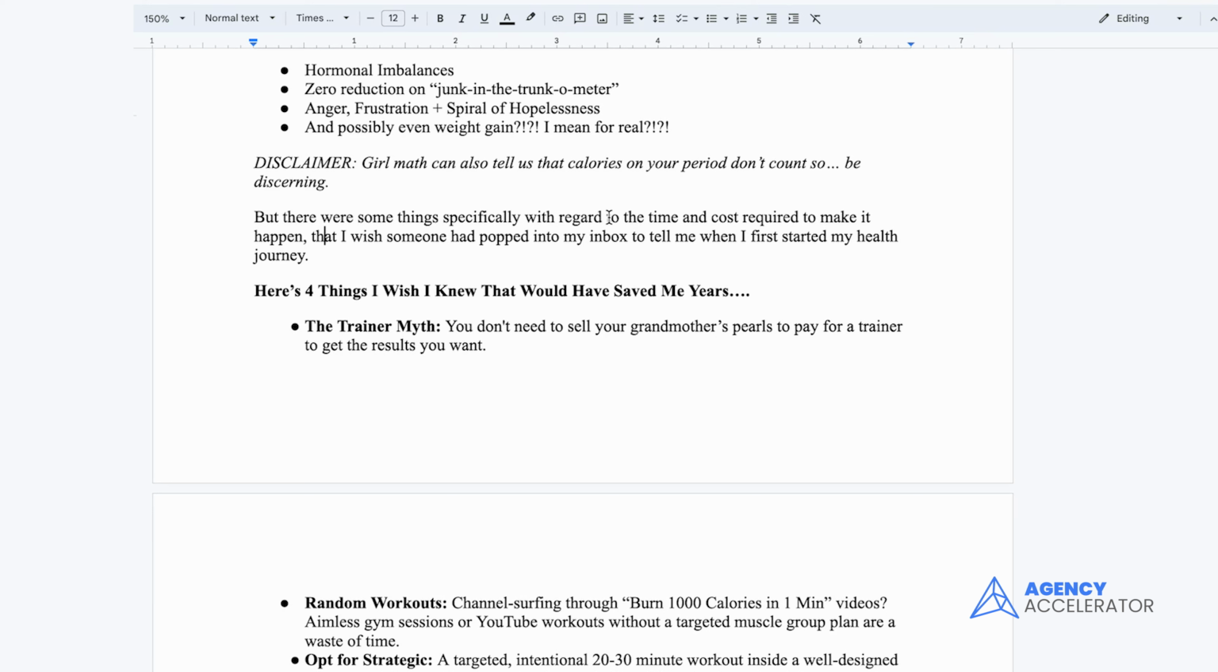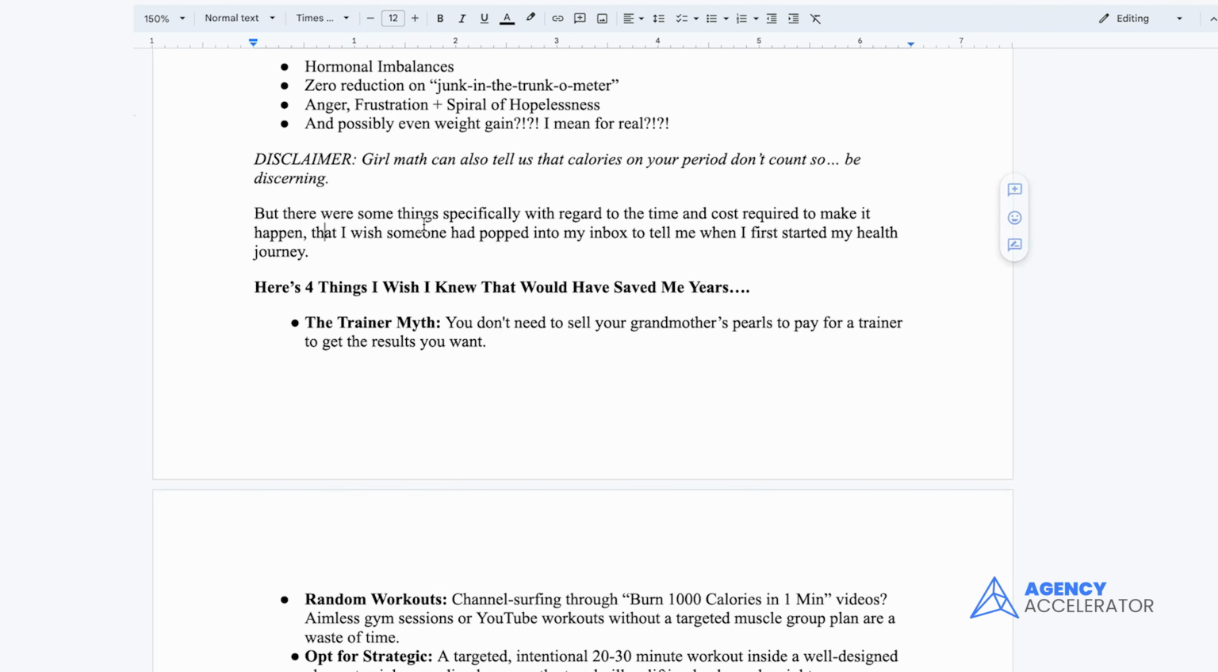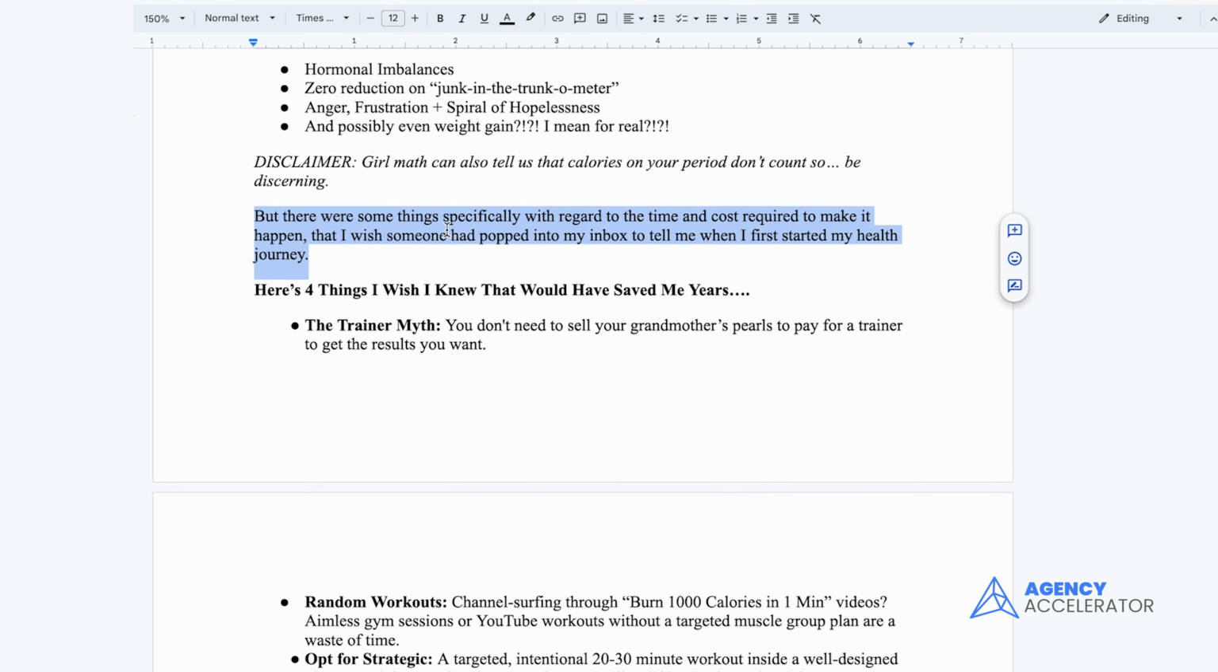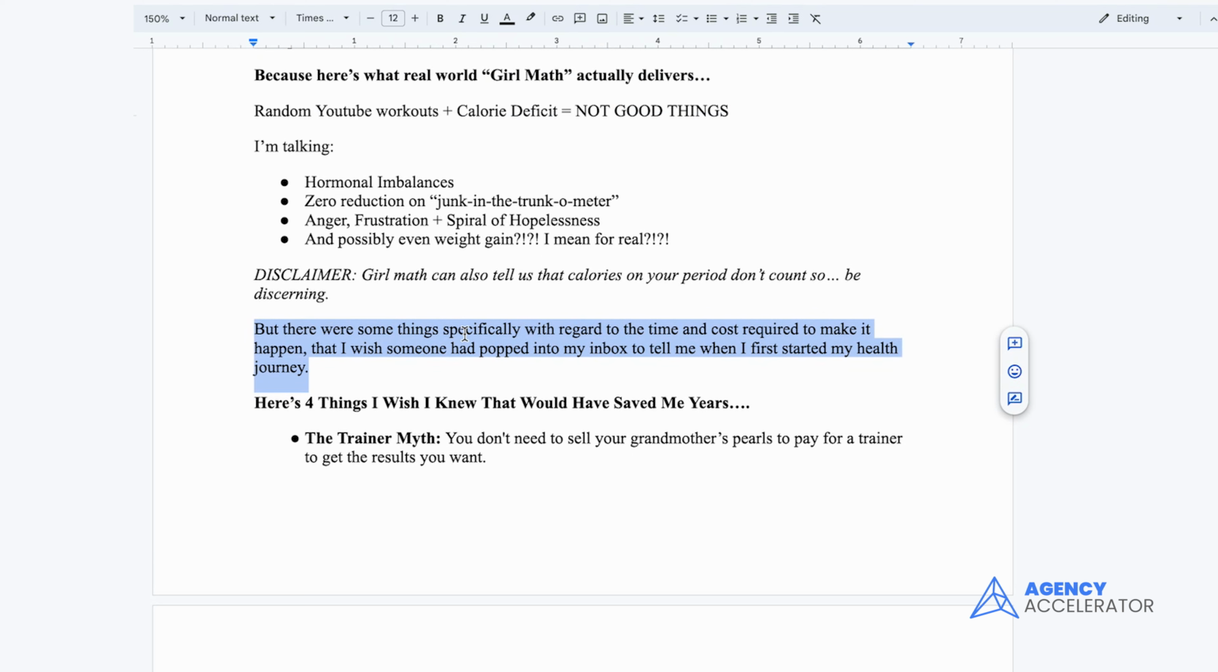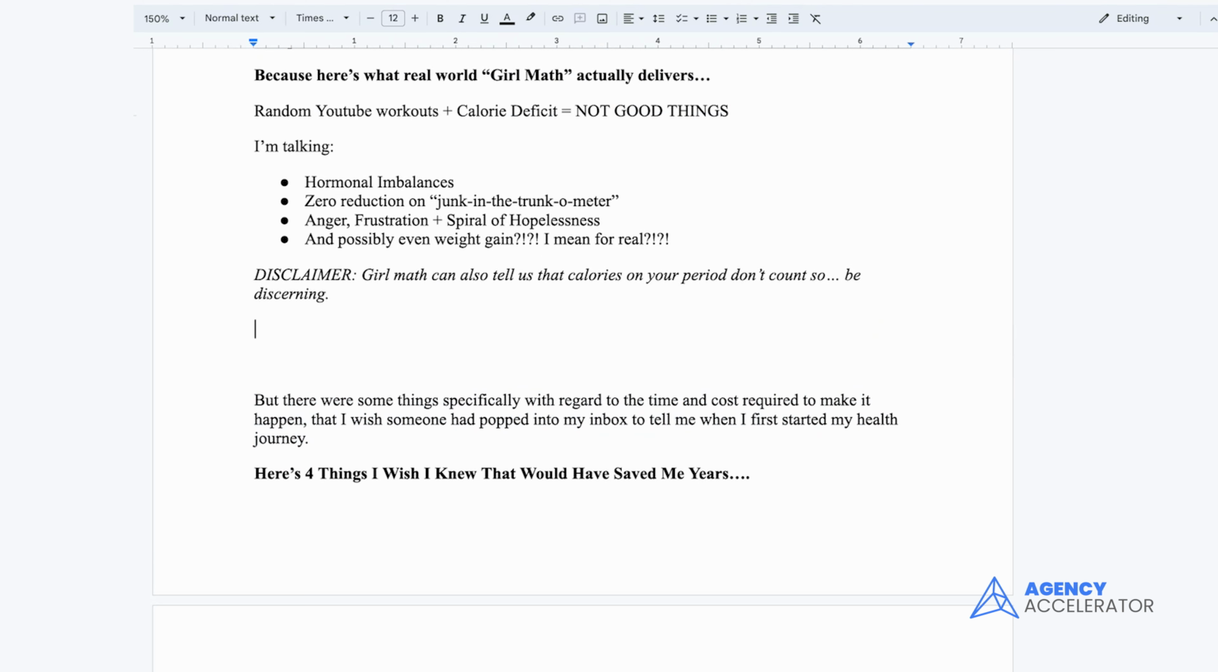But there were some things specifically with regard to the time and cost required to make it happen that I wish someone had popped into my inbox to tell me when I first started my health journey. So this part's just a bit confusing also. But we also need to be careful to not throw the baby out with the bathwater.